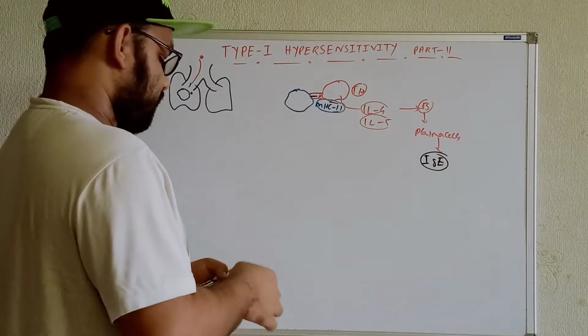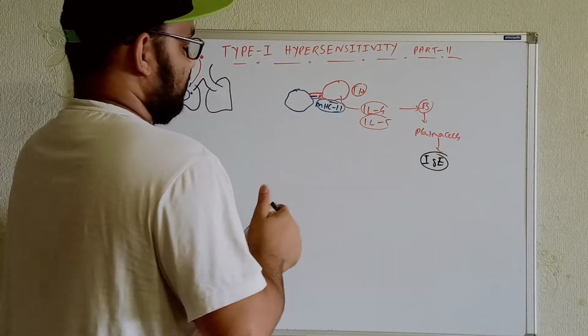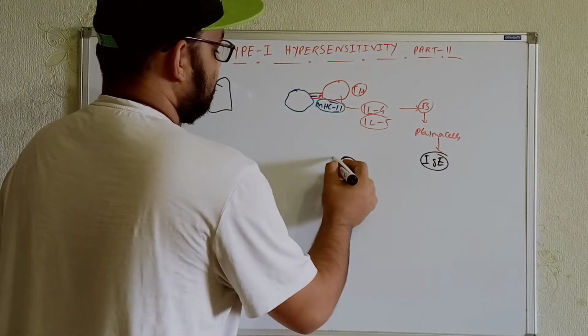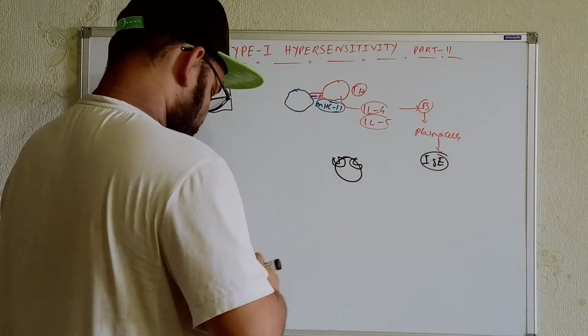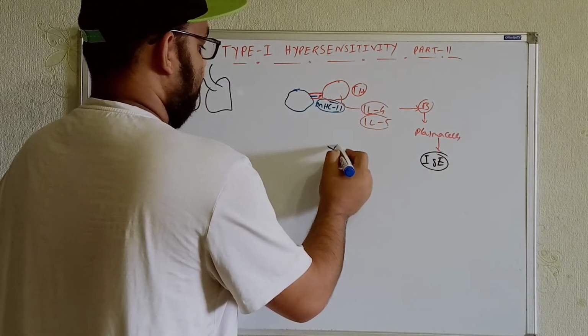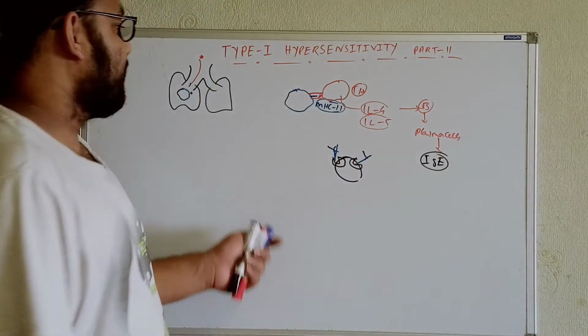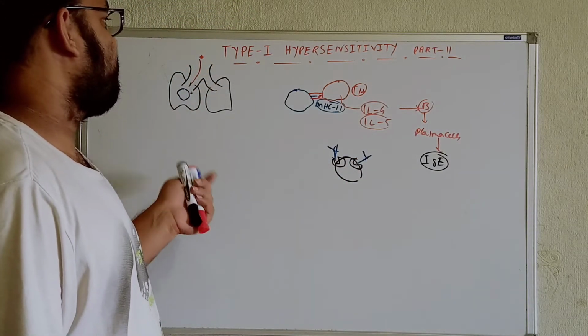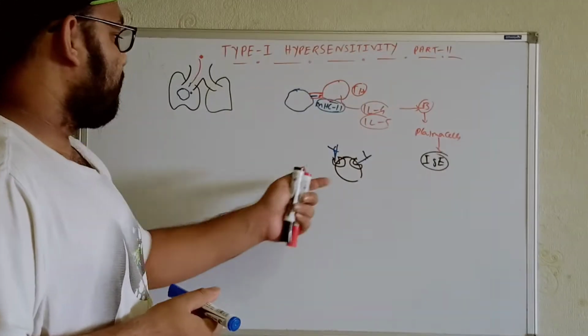So, for example, this is the mast cell, and it has receptors for IgE antibody. Now the IgE antibody will come and fix over here. That's the thing I already talked about in part 1 of the video in terms of type 1 hypersensitivity. Now we'll talk about the mast cell.